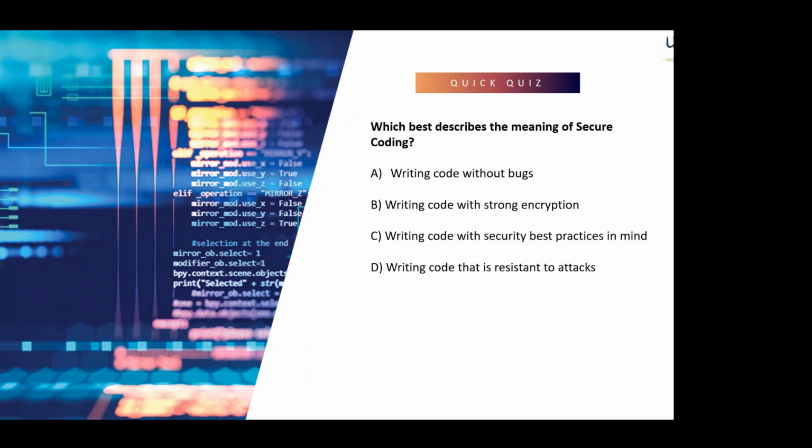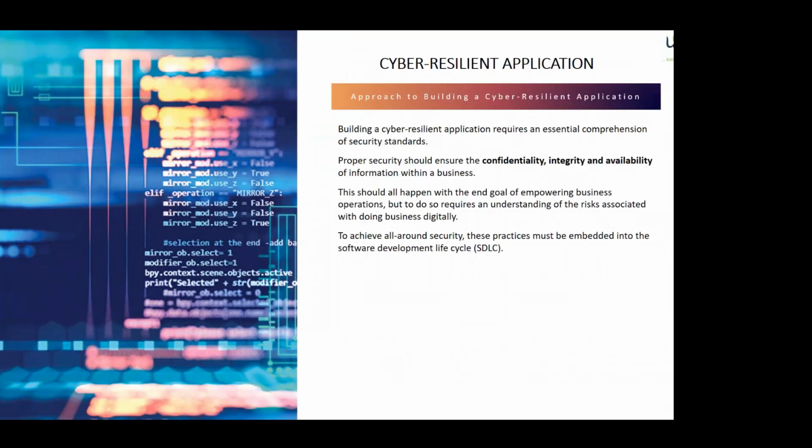Okay, I can see some people are putting C. So everyone is saying C, I believe. Yes, that's correct. C is the correct answer. Just like I said earlier, it is writing code with best practices in mind, with the secure coding standards. All right, now we'll move on to the next slide. So, cyber resilient application: the approach to building a cyber resilient application.